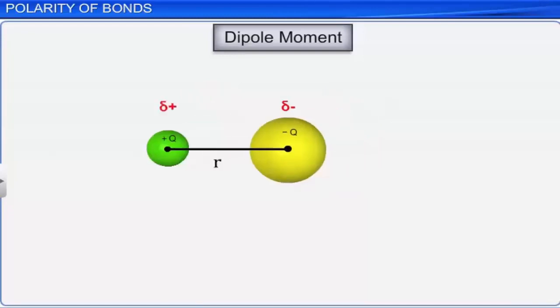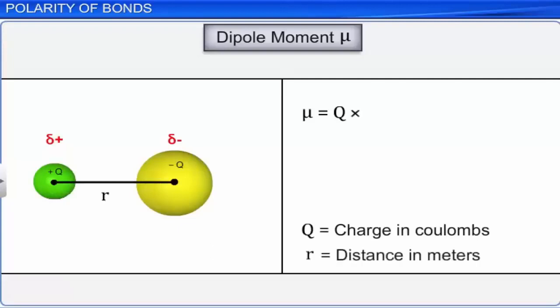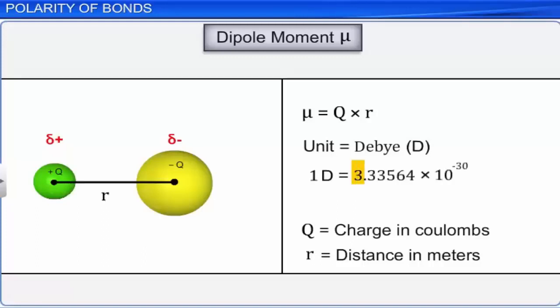Dipole moment is denoted by mu and is equal to the product of charge q in coulombs and distance of separation r in meters. Dipole moment is a vector quantity, which means it has both magnitude and direction. The unit for dipole moment is called debye and is denoted by D. 1 D is equal to 3.33564 into 10 to the power minus 30 coulomb-meter.